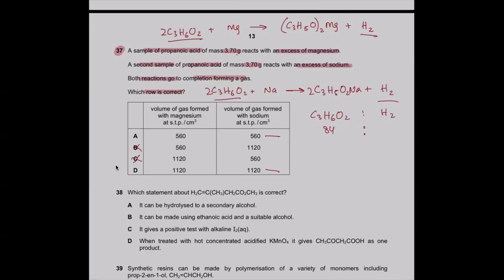So there are 2 moles. So 2 times 84 is producing 1 mole, which means 24,000 centimeter cube. So if we are using 3.70 grams, then X would be the value of volume of hydrogen. So 3.70 times 24,000 divided by 2 times 84. So 3.70 multiplied by 24,000 divided by 168.